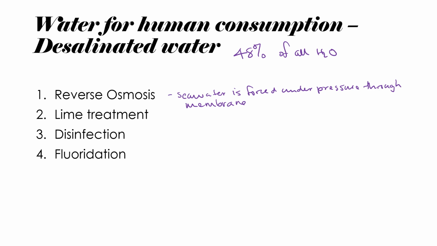The second step for treatment is lime treatment. Now, lime is calcium oxide or calcium hydroxide, and this is a remineralization process. Basically what we're doing is increasing the pH and alkalinity of the water. Then once again we undergo disinfection, which is to make sure it removes all pathogens, and then fluoridation to protect teeth.